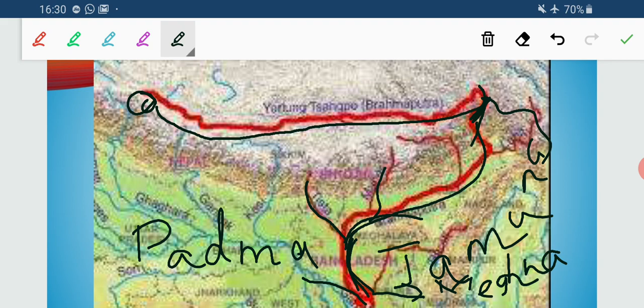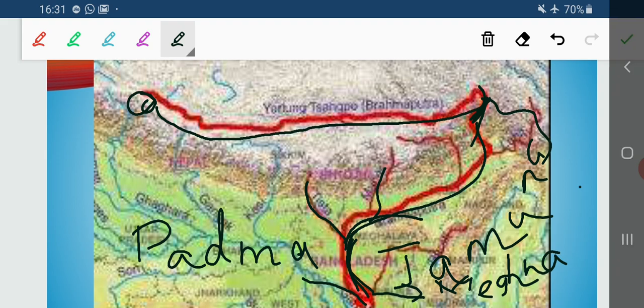When Brahmaputra enters Bangladesh, it is named as Jamuna. When Ganga enters Bangladesh, it is named as Padma, and when both of them meet in Bangladesh, they are named Meghna. And while meeting, what is the consequence? They make the world's largest growing delta, that is Sundarban Delta. So these are the things related to all the three important Himalayan river systems.